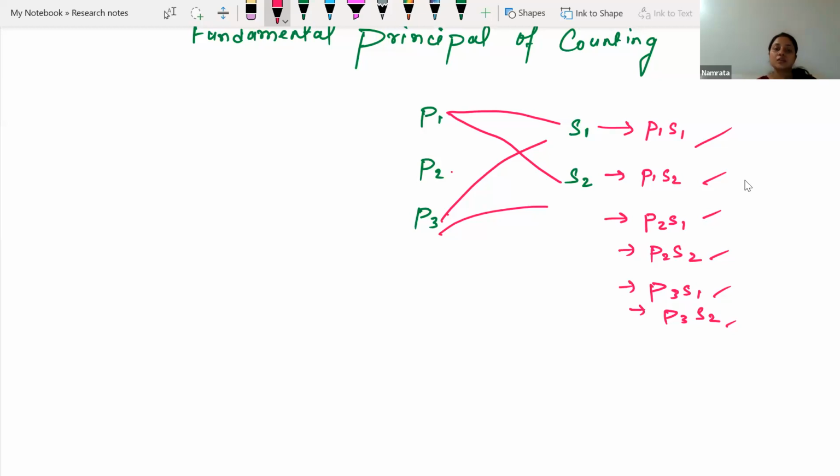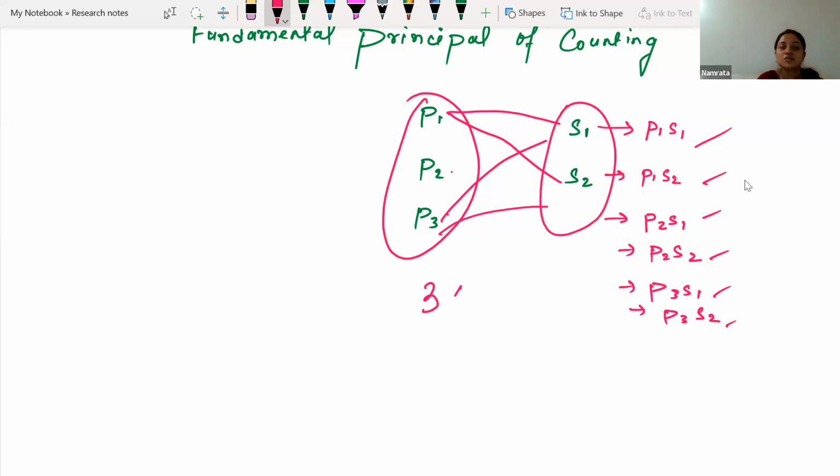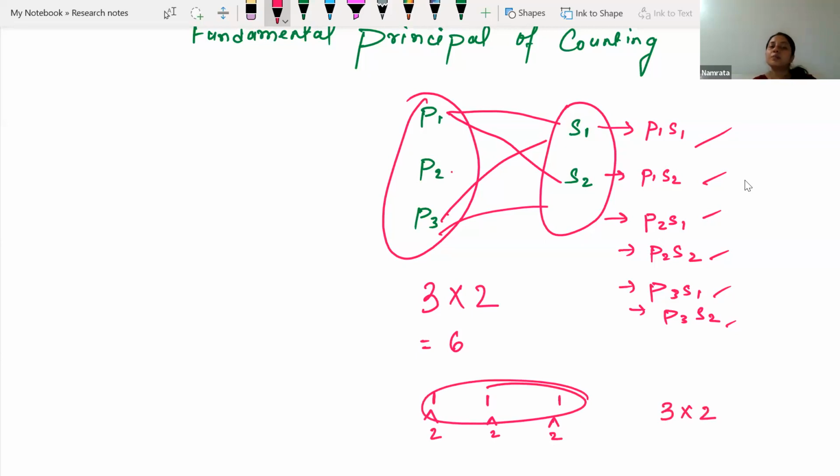According to the fundamental principle of counting, rather than going and making the possible cases every time with a tree diagram or anything, we can directly take 3 from here because there are 3 pants, and 2 from here because there are 2 shirts. When we multiply, we get the number of all possible outcomes. Why does multiplication work? Each pant has 2 possibilities, another pant has 2, another has 2. So we do 3 times 2. That's what the fundamental principle of counting says.